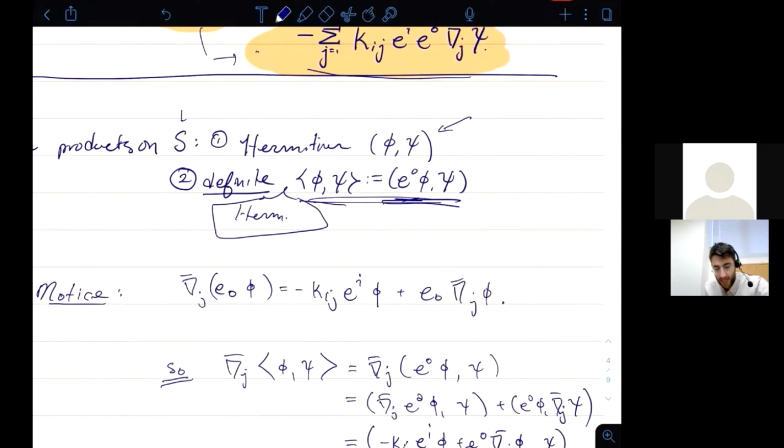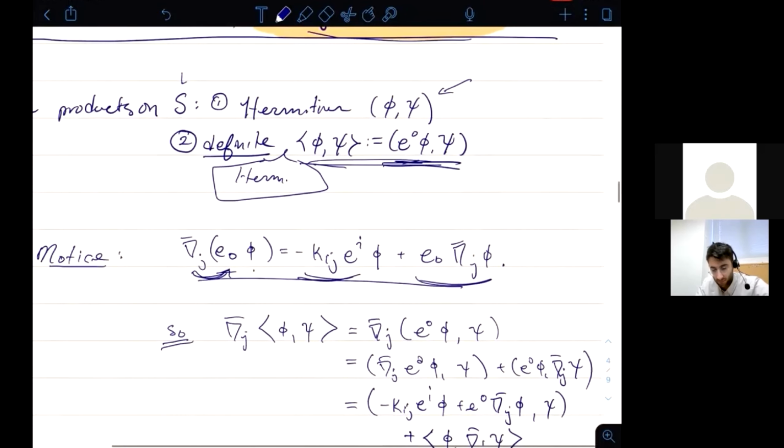So let's take the nabla bar of E naught acting on a spinor phi. Okay, so first of all, it can act on E naught. That gives us part of the second fundamental form, K_ij times E_i acting on phi. Talked about that last time. And then, the other part, E naught acting on nabla bar acting on phi.